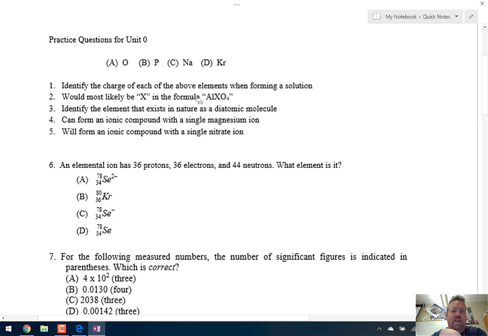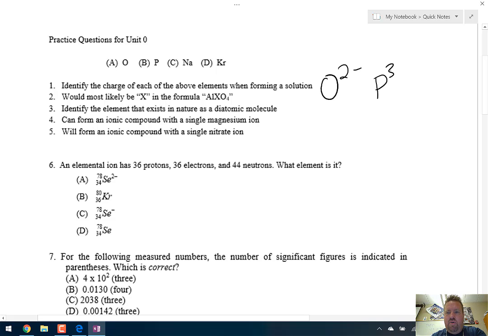So number 1 says, identify the charge of each of the following elements when forming a solution. Now, again, I just kind of threw that question in there. That's not a multiple choice question. For each one of them, I want to know the charge. So when you look at the periodic table, you can see that oxygen is 2 to the left of the noble gases. So oxygen is O2 minus.